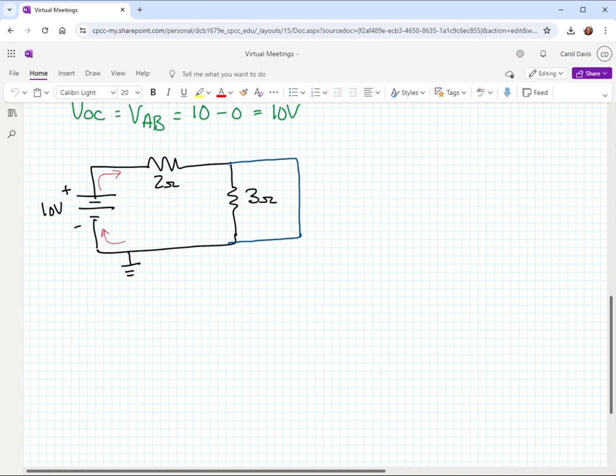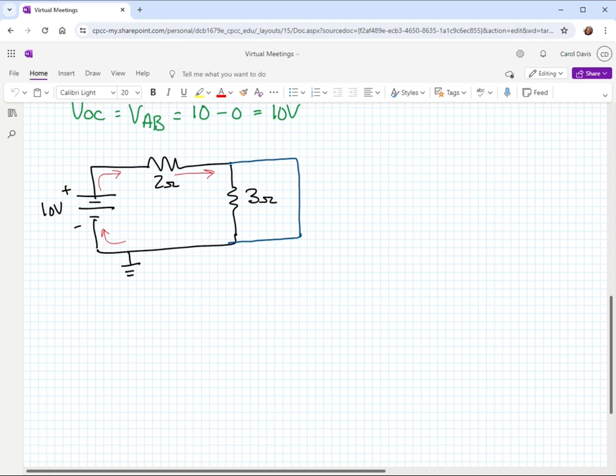Think about it kind of like a maze. How is the current going to get from the starting point to the end point? The starting point is the positive terminal of the source, and the ending point is the negative terminal. So you want that current to have a complete path to get from the start to the finish. I can already see that this current's going to have to go through the 2 ohm resistor. It doesn't have a choice. It's going to go straight through that 2 ohm resistor.